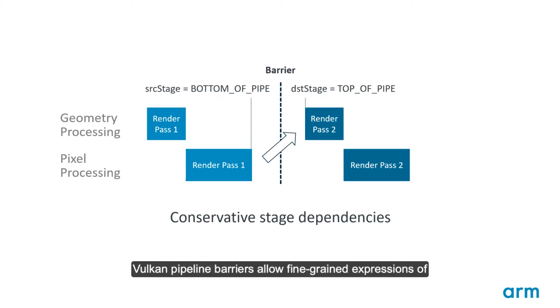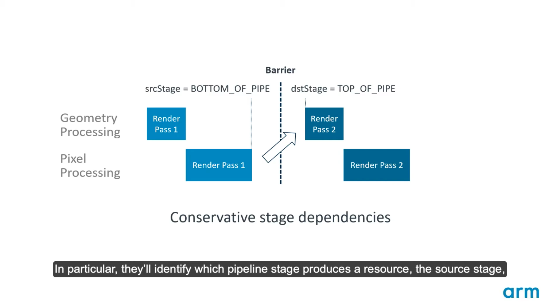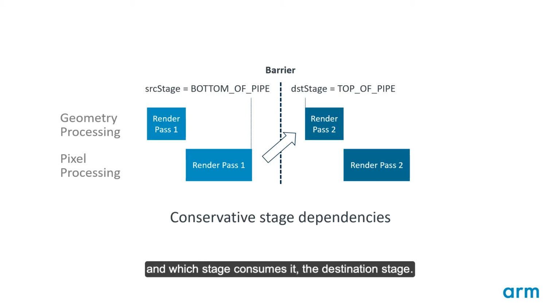Vulkan pipeline barriers allow fine-grained expressions of dependencies between producers and consumers in the command stream. In particular, they'll identify which pipeline stage produces a resource, the source stage, and which stage consumes it, the destination stage. But here's something to remember.